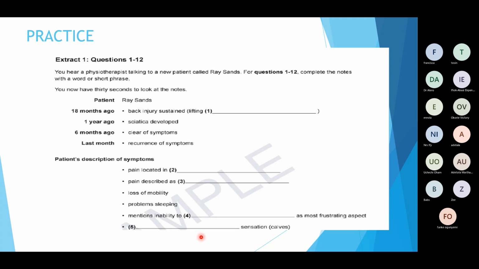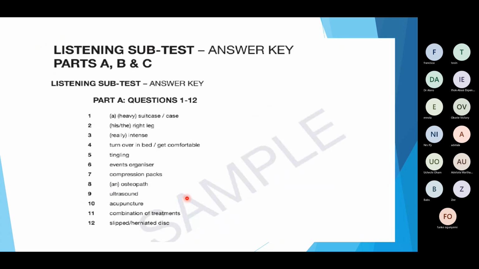Let me show you something. It's very flexible. I don't know the question you were answering, but can you see my number one on the screen? If you have written "heavy case," you mark correctly. If you have written "heavy suitcase," you mark correctly. If you write "suitcase" alone, you mark correctly. If you wrote "case" alone, you mark correctly. So if you wrote "jelly," you mark correctly. Does that make sense? Yeah, it does.